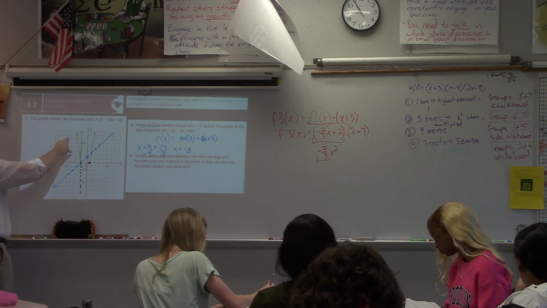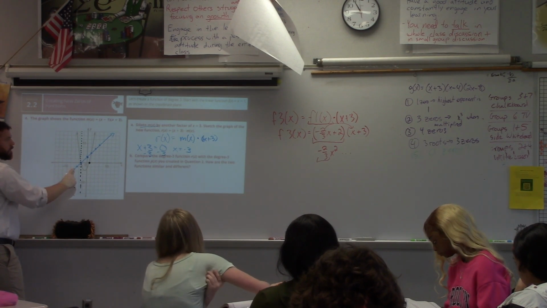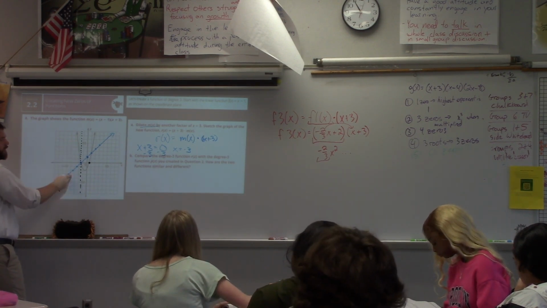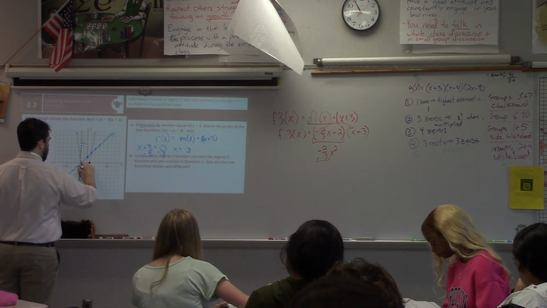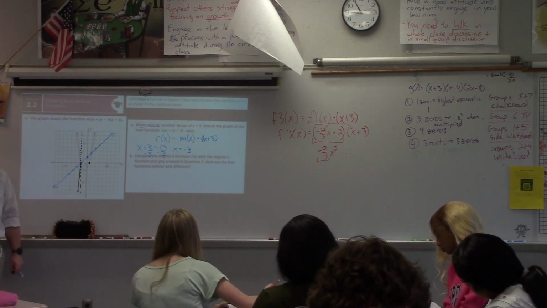Negative. Notice M of x has what type of values? Positives. The x plus 3 has negatives. A positive times a negative is? Negative. So it's got to increase from those negatives up to that 0. Okay?